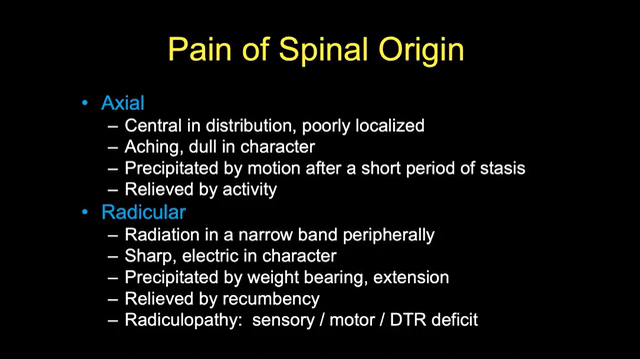Radicular pain radiates often in a narrow band peripherally. It can have this sharp electrical character, it can be lancinating. It may be precipitated by weight bearing, may be slightly worsened in extension, because that tends to worsen things such as neuroforaminal stenoses. It's often relieved by recumbency.